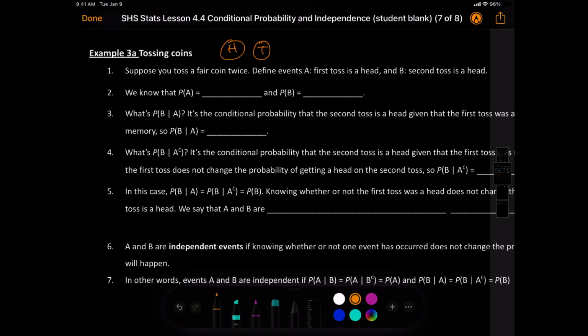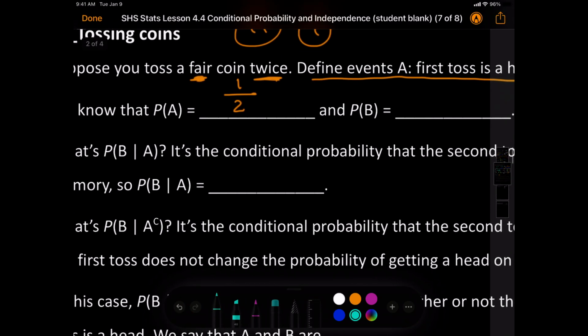Suppose, number 1, you toss a fair coin twice. Fair just means it's an equal chance of getting heads or tails. And you're doing this twice. So the first time you flip a coin, you want to get a head. And for B, the second toss, you want it to also be a head. So basically, what's the probability of getting 2 heads? Well, you know that the probability of just flipping a head on the first one is 1/2. Just a reminder, there are 2 total outcomes, a head or a tail, and we just want a head.